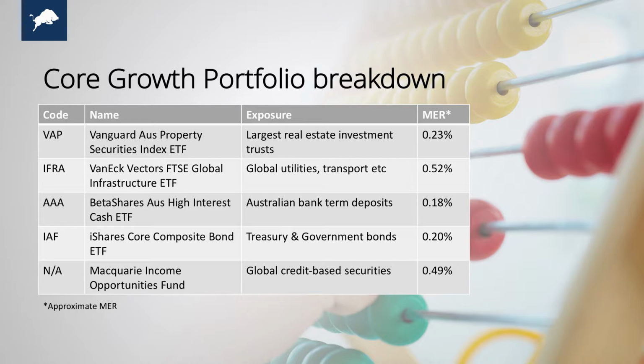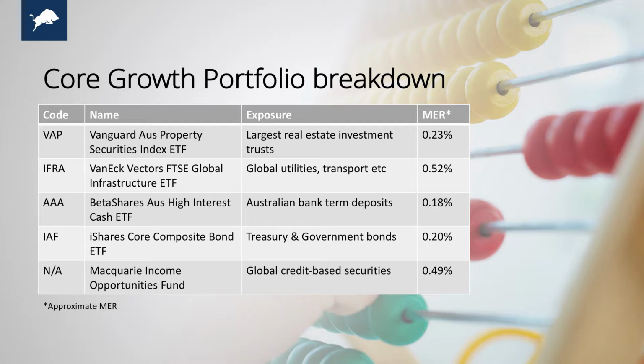Then going forward, we've got some property exposure as well in this particular portfolio. We've got the Vanguard Australian Property Securities Index. For a bit of diversity on the property side of things, we've got the Van Eck Global Infrastructure exchange traded fund. That's investing in global utilities like toll roads, bridges, power suppliers, etc. But because that's a little bit more exotic, you can see the management expense ratio on that is a little bit higher, 0.52% per annum.